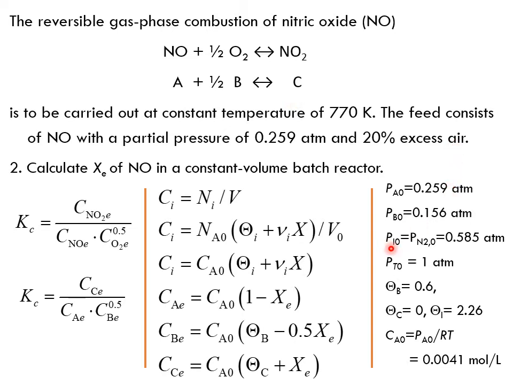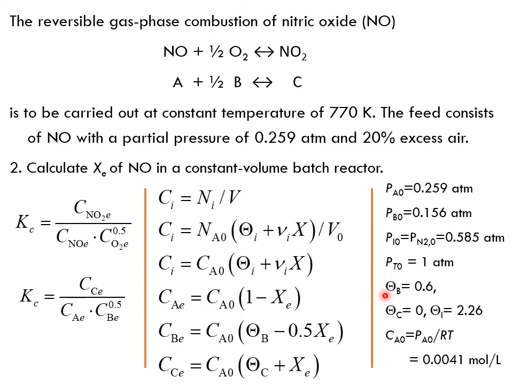Therefore, you want to find the partial pressure of nitrogen as well, which you know how to find. You multiply this by 0.79 divided by 0.21 and you get the partial pressure of nitrogen. So that's what we have in the feed: A, B, and the inert nitrogen. We don't have anything else, so you can sum all of these to find the total pressure at the feed.